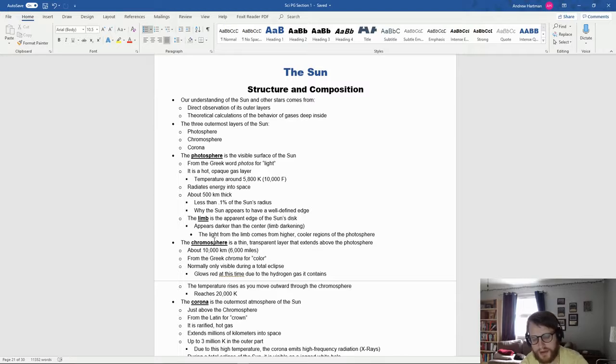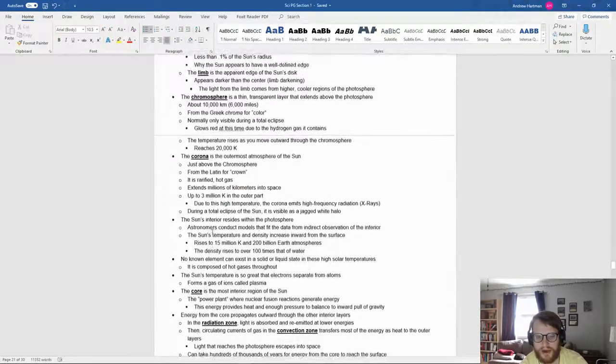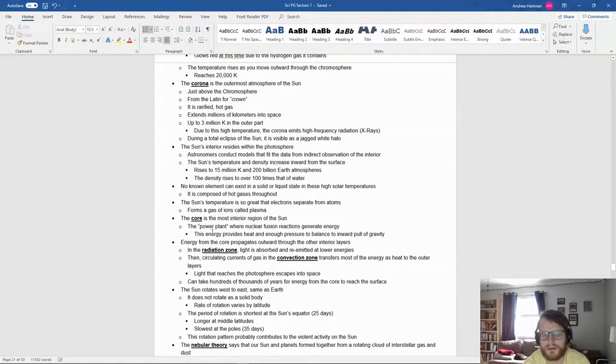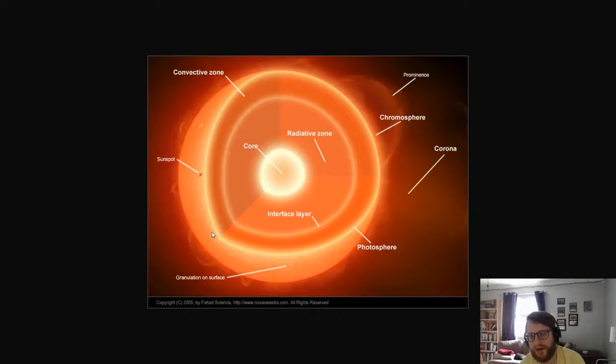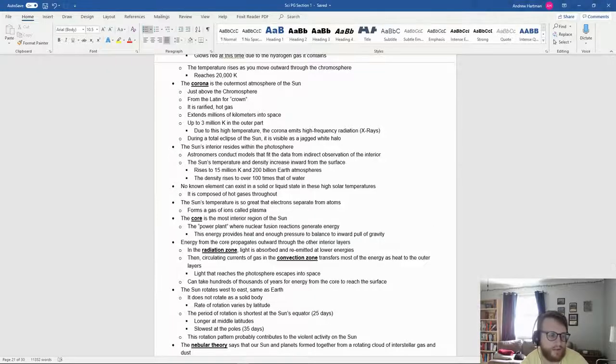the photosphere. Okay, the last of the outer layers is the corona, which is the outermost atmosphere of the sun above the chromosphere, and it's from the Latin word crown. So it's kind of the crown of the sun. So you can kind of see the corona, this kind of hazy section right here, which is very, very prominent during total eclipses. In fact, I think it's the main thing we see in total eclipses, right?